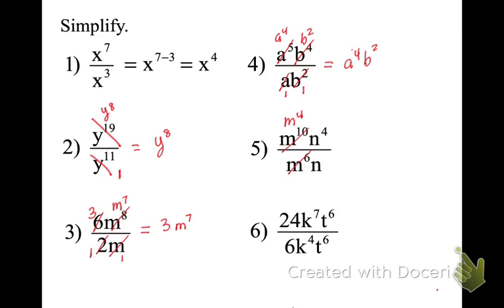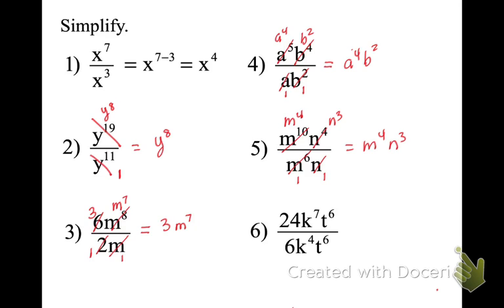M to the 4th up here. I'm left with 1. I can take 1n out, and I'm left with n to the 3rd. And we have m to the 4th, n to the 3rd.